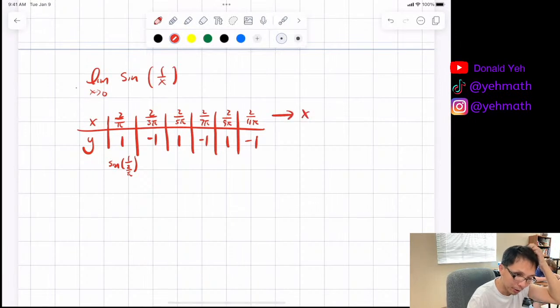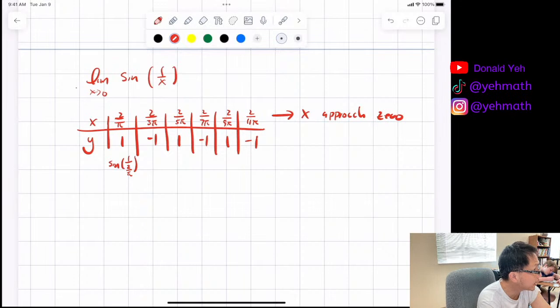But this x is approaching what? 0. Why 0? Because 2 over 3 pi is a fraction, 2 over 9 pi is going to be an even smaller fraction, 2 over 15 pi is even smaller, 2 over 21 pi, smaller, smaller, smaller. As x gets smaller, my value is going to oscillate between 1 and negative 1, 1, negative 1, 1, negative 1. So what happens as x approaches 0? Well, that's a predicament here, because I can't really tell you what it is.